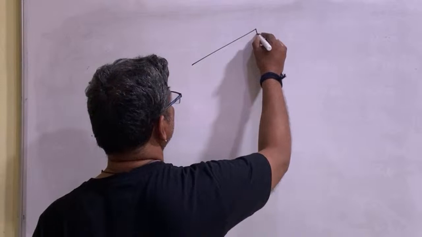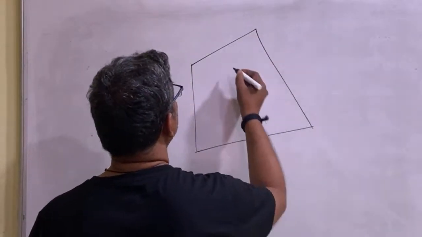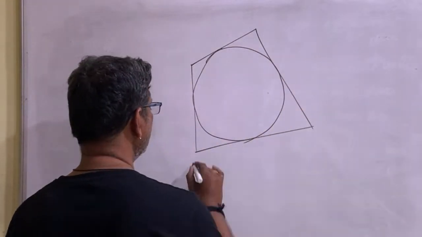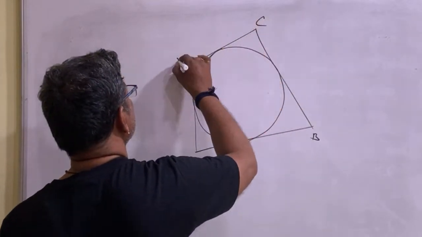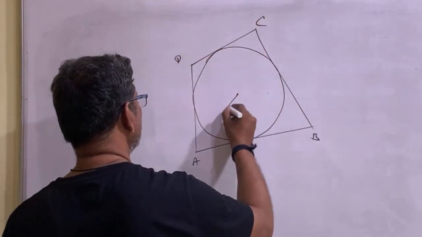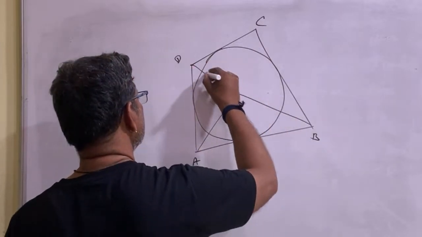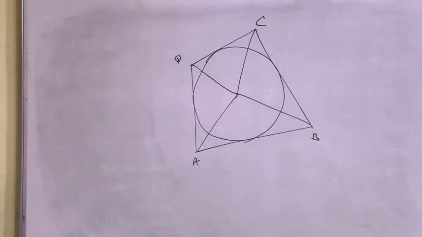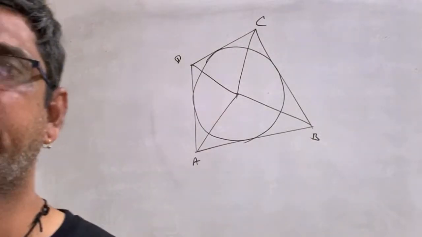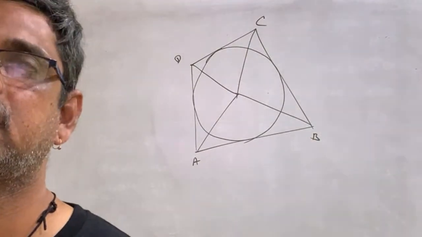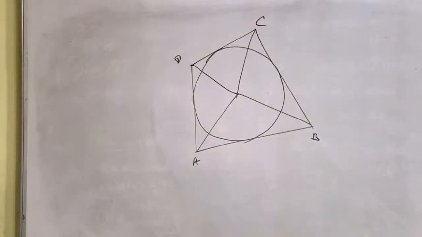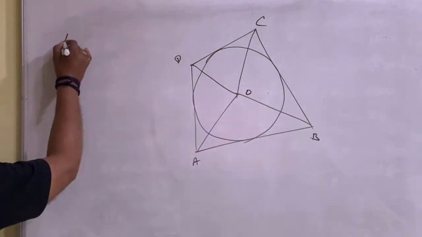Now, there is another important problem. There is a quadrilateral circumscribing a circle, okay? And we need to prove that the angles made by the opposite sides with the center of the circle are supplementary angles.